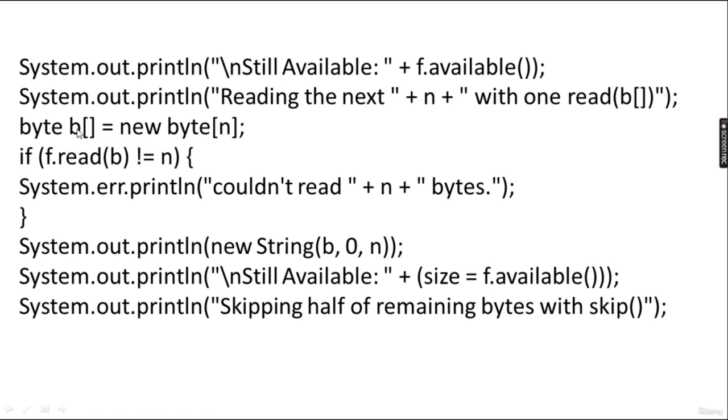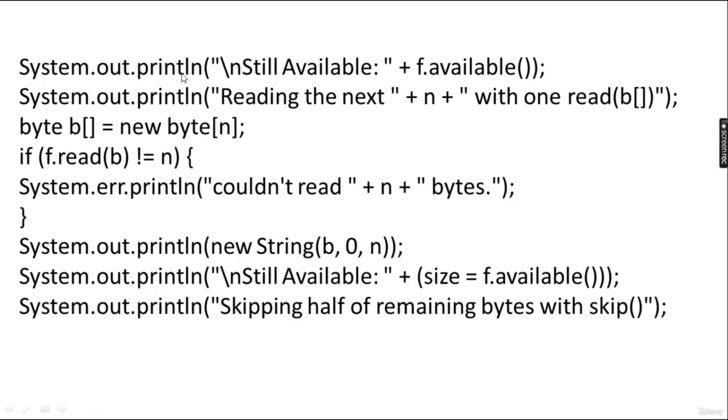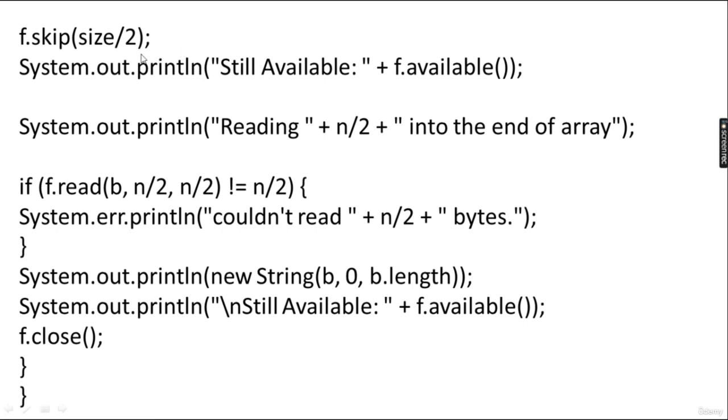Byte b, new byte n. So this is the byte array with the n given. So n is what? Size divided by 40. If f.read(b) is not equal to n, then we couldn't read those bytes, and new String(b, 0, n). Still available: f.available, and skipping half of the remaining bytes, skip(size / 2). Okay, so only half the file will be read, the other half will be skipped.